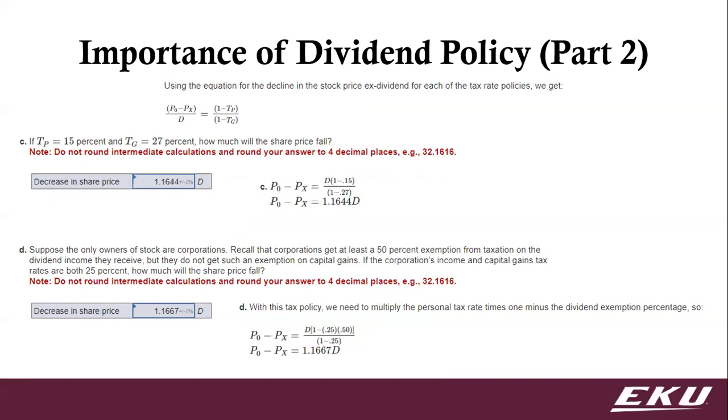And then suppose that the only owners of stock are corporations, and corporations get at least a 50% exemption from taxation on dividend income they receive, but do not get that on capital gains. Assume they're both 25%, but remember, what will effectively be the personal taxes is now the corporate taxes. As long as it's not capital gains, they're immune to 50% of the taxation. And so you just put that additional 0.5 in the calculation there, and again calculate how much it goes up. And then it's again more than the value of the dividend itself.